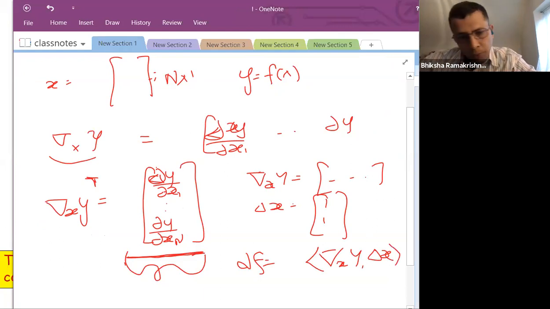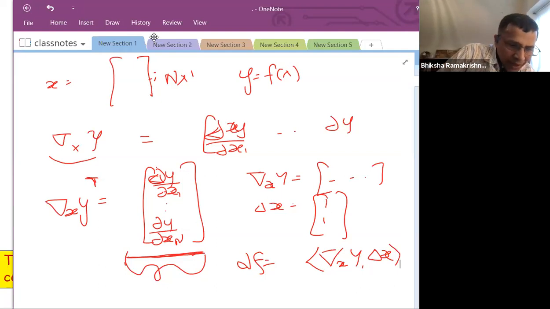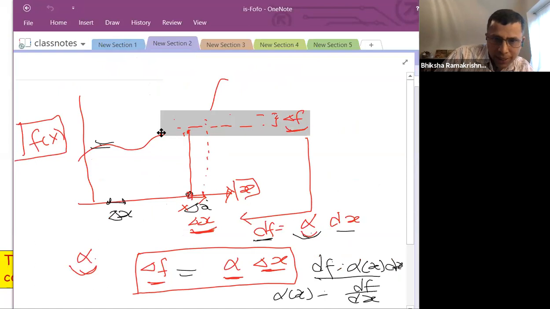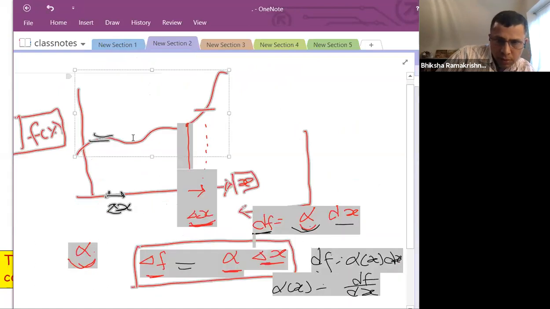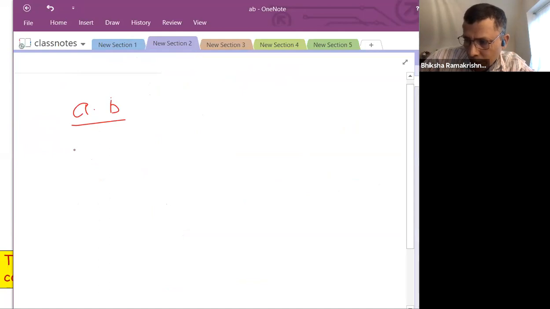Now we know this property of inner products. If I have two vectors, say a and b, the inner product is of course a transpose b, which is the component-wise a1 b1 through an bn.